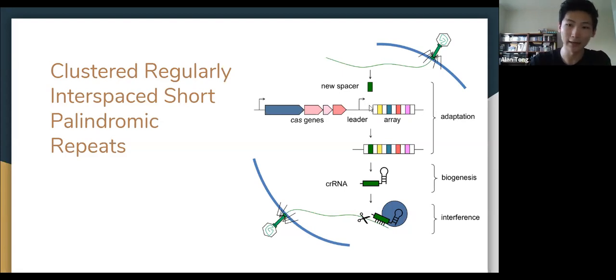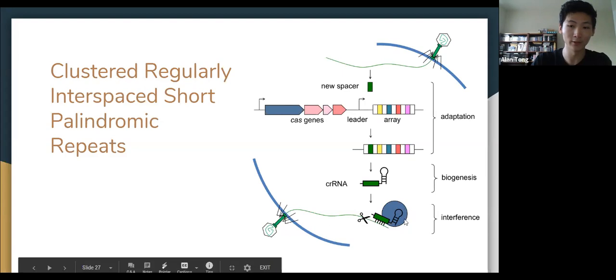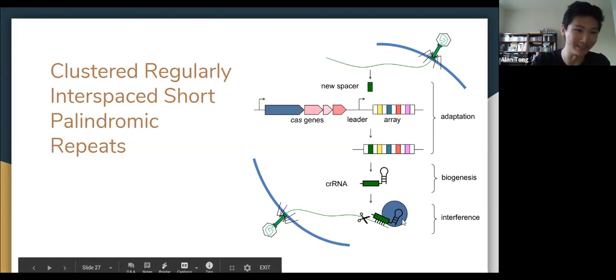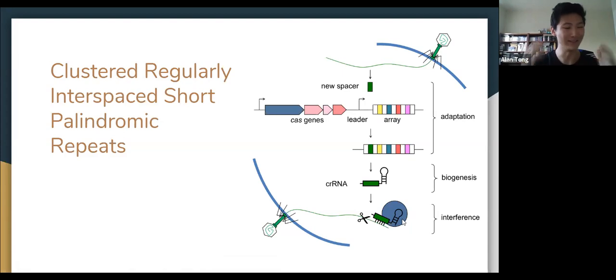And so after this spacer is inserted, then it can be transcribed into this crRNA, CRISPR RNA, right? And then it can associate with another protein. You'll never believe what it's called. A CRISPR-associated protein. Whoa, right? Whoever names these things, like, get on another level.